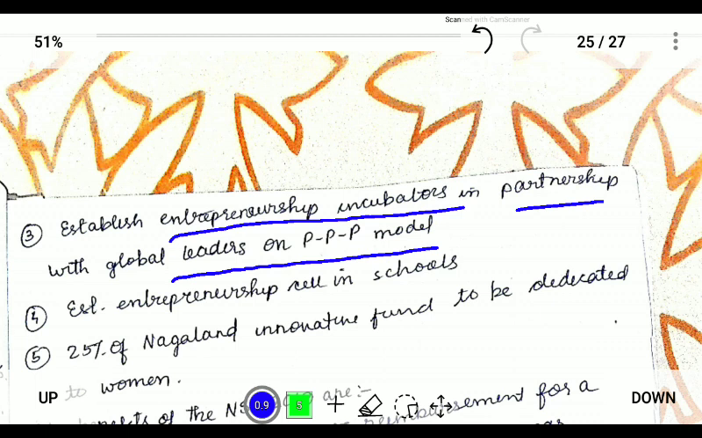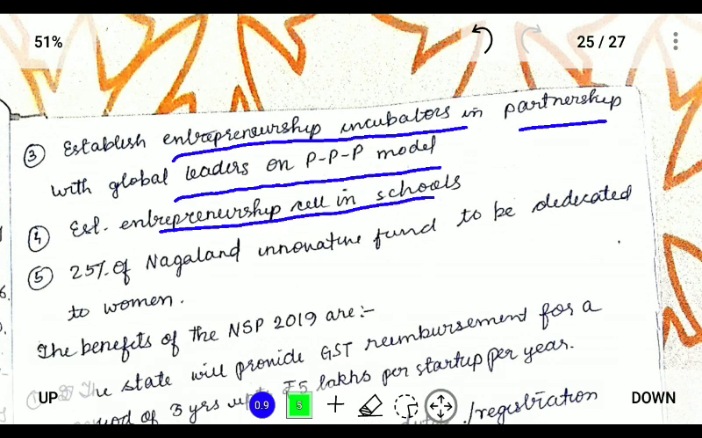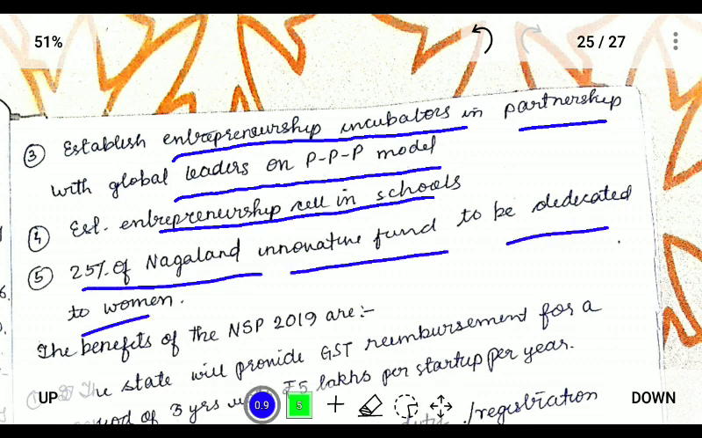That is, partnering with private and government to establish entrepreneurship incubators and establish entrepreneurship cells in schools, that is encouraging entrepreneurship even in schools, and 25% of the Nagaland Innovative Fund should be dedicated to women.